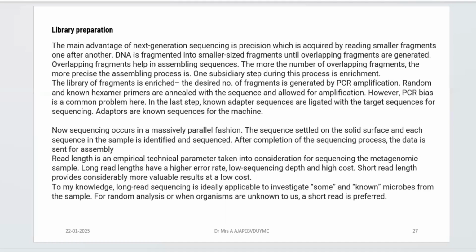Now, of course, the fragment size is very important, because you have to have fragments which are not going to be wrongly or mis-amplified. Maybe a single base alteration would also lead to havoc. Identification may not be precise. So you should have long read lengths, but long reads will give you a higher error rate, low sequencing depth, and high cost. As against that, if you go with short read length, it provides considerably more valuable results at low cost. So short reads, so how short?